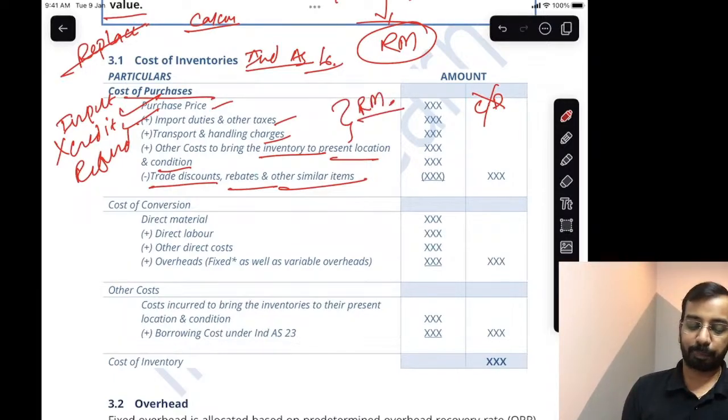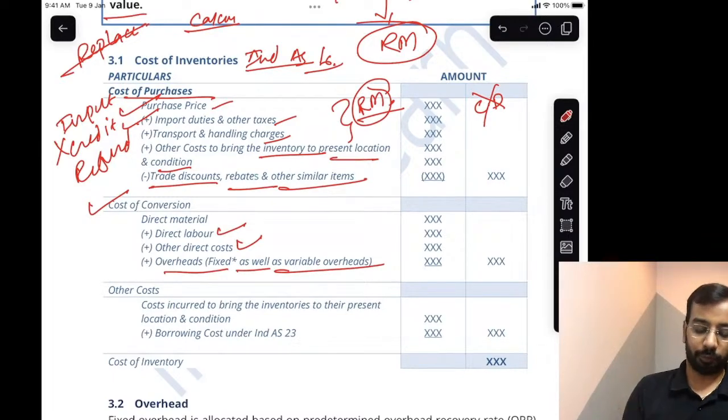So this basically takes care of what? My raw material. Now if I need the finished product, this raw material has to go through a process which I say cost of conversion. So in cost of conversion you have direct labor, other direct cost and overheads, fixed as well as variable overheads. So these are the things that you will consider in cost of conversion.